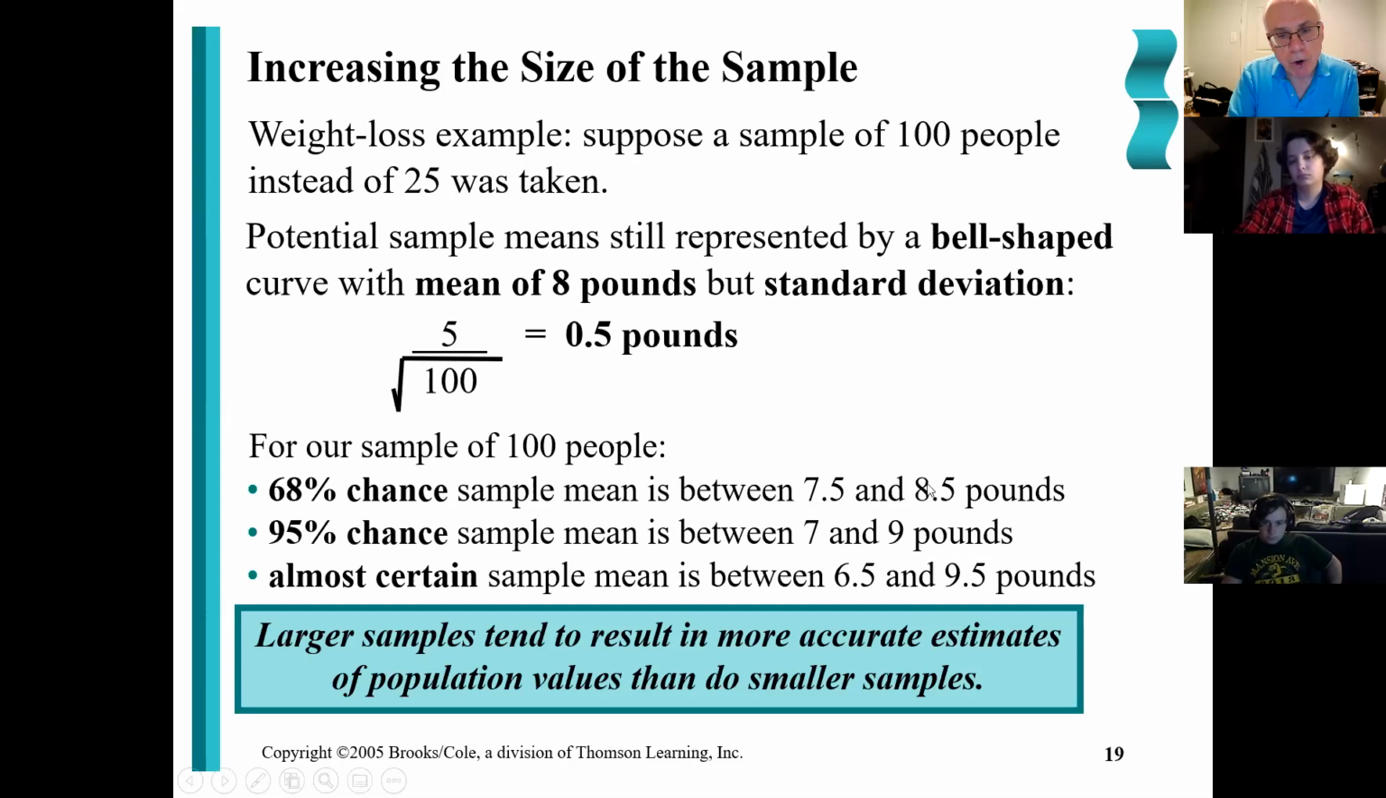Notice that these ranges are now more narrow. Remember, we talked about that at the beginning of class. As the sample size increases, the standard deviation decreases, and this range of values becomes more narrow. That means when the standard deviation is more narrow, the sample statistic is a better estimate of the population statistic because it's going to be closer.